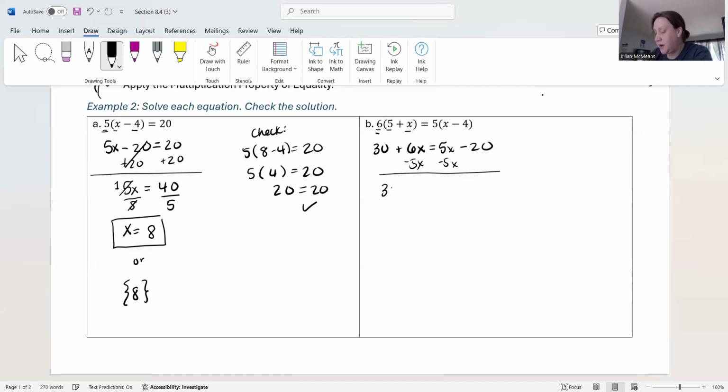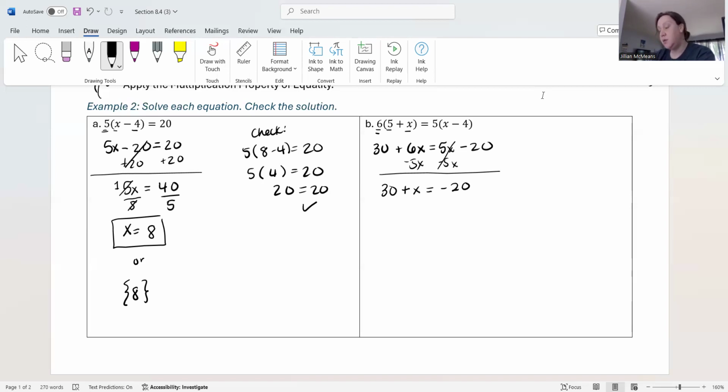On the left, I've got my 30. It stays for now. And then I've got 6x minus 5x, which is just x. And then on the right, I have 5x minus 5x. Well, that's just 0. And then 0 minus 20 is negative 20. Okay, well, I still need to get my x alone.